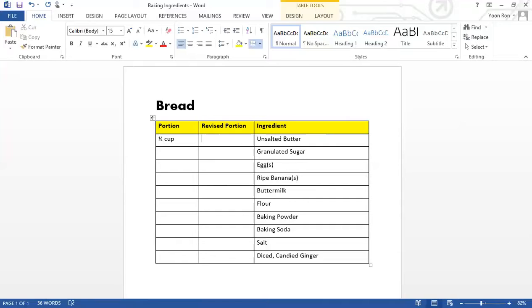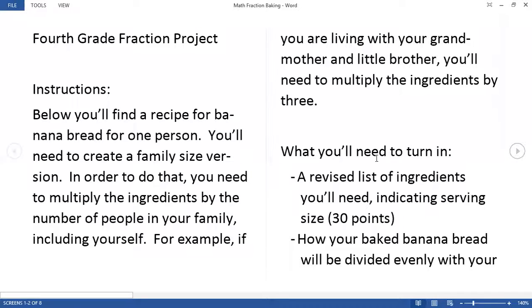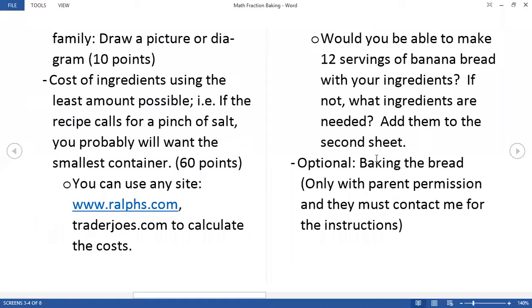All right, when you're done with your ingredients parts, let me go back to our project page. How your banana bread will be divided evenly with your family. So you're going to draw a picture or a diagram of how you're going to cut up those pieces. Remember, those pieces, if you're going to share with your family, should those be even or should those be weirdly shaped? Okay? If you're going to divide it evenly with your family, how would you cut those pieces so that everyone gets that? That's worth 10% of your grade, 10 points.